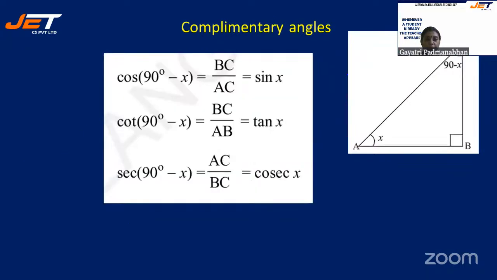These are all very important identities that you have to learn. Cos 90 minus x is sin x. Cot 90 degree minus x is tan x. Secant 90 degree minus x is cosecant x.